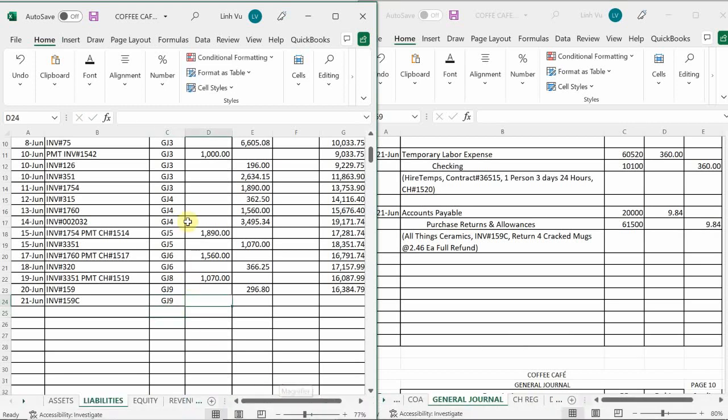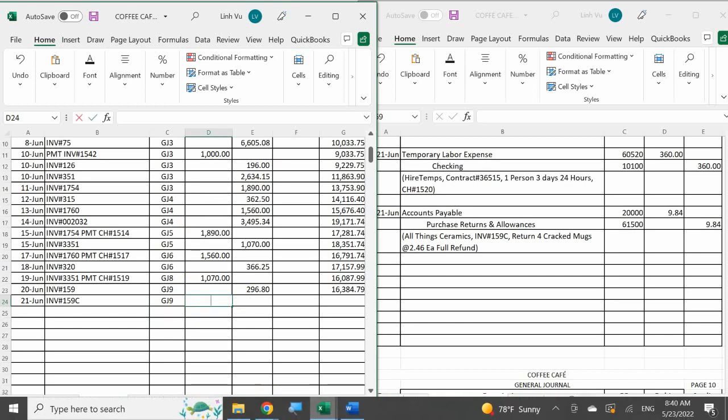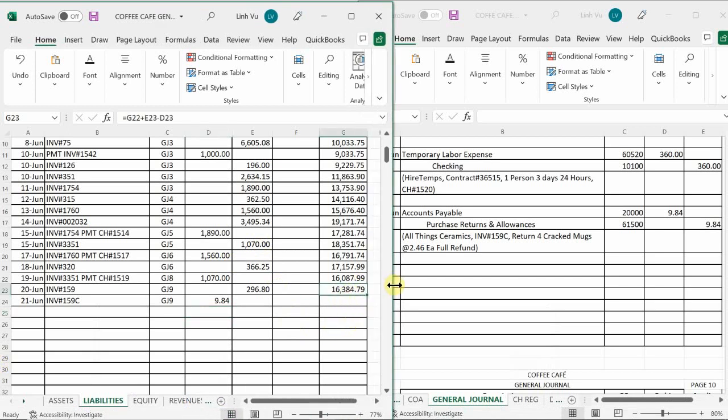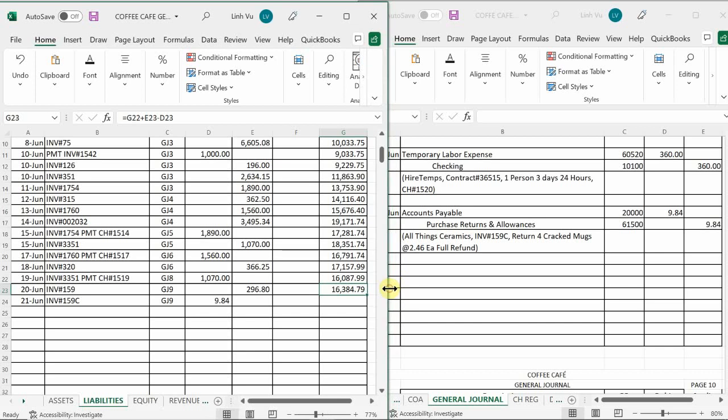Right? And we debited our account by $9.84. So then how much should I have left remaining in my accounts payable account? If I started out with 16,384.79 and I subtracted $9.84, how much should I have in my ending balance?